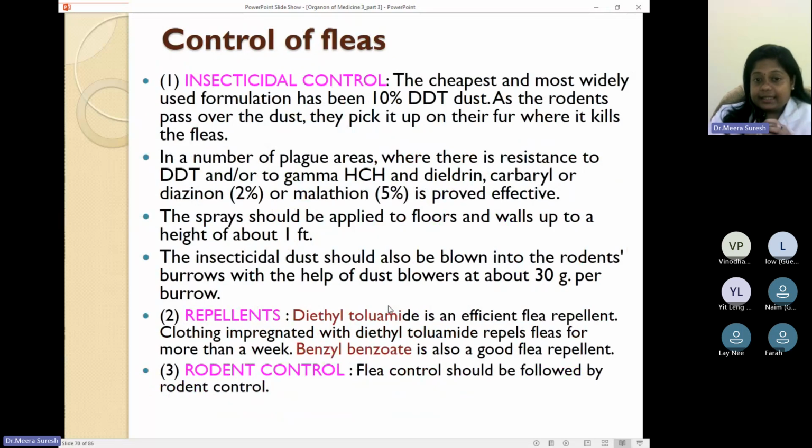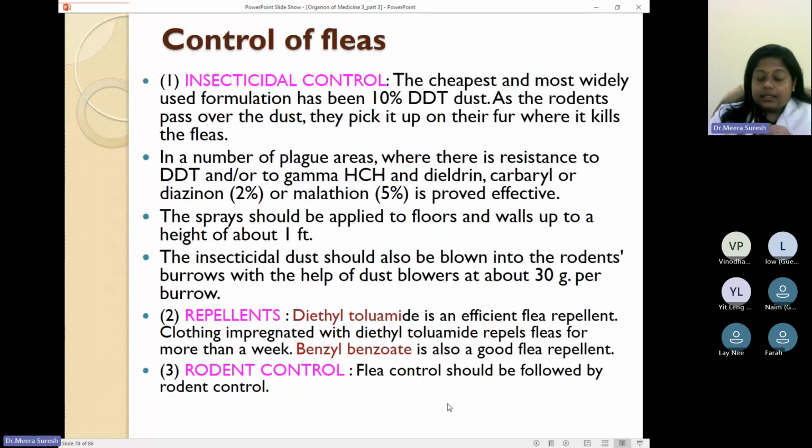Now, how to control the fleas? Insecticidal control, which is the cheapest and most widely used, is the 10% DDT dust. As the rodents pass over that dust, they pick it up on their fur, where it kills the fleas. In a number of plague areas where it is endemic, where there is resistance to DDT and or to gamma HCH, malathion 5% has proved effective. The spray should be applied to floors and walls up to a height of about 1 feet. The insecticidal dust should also be blown into the rodent's burrow at about 30 gram per burrow.